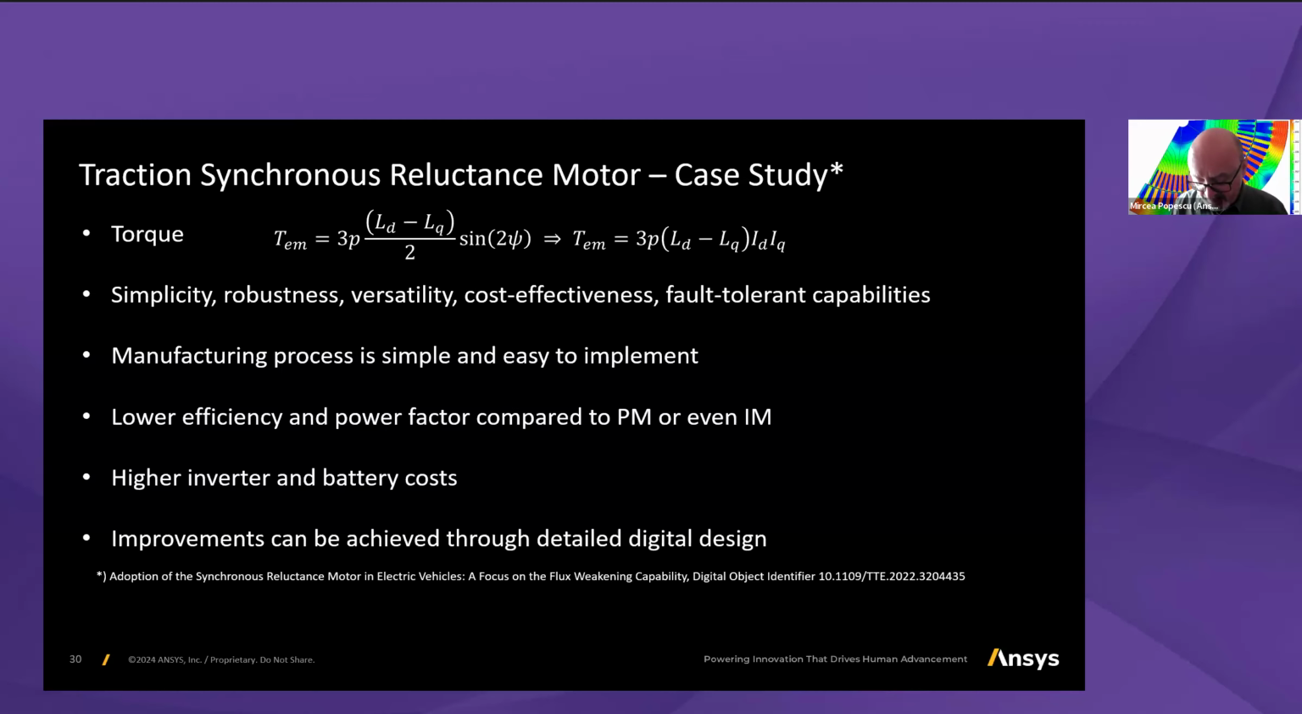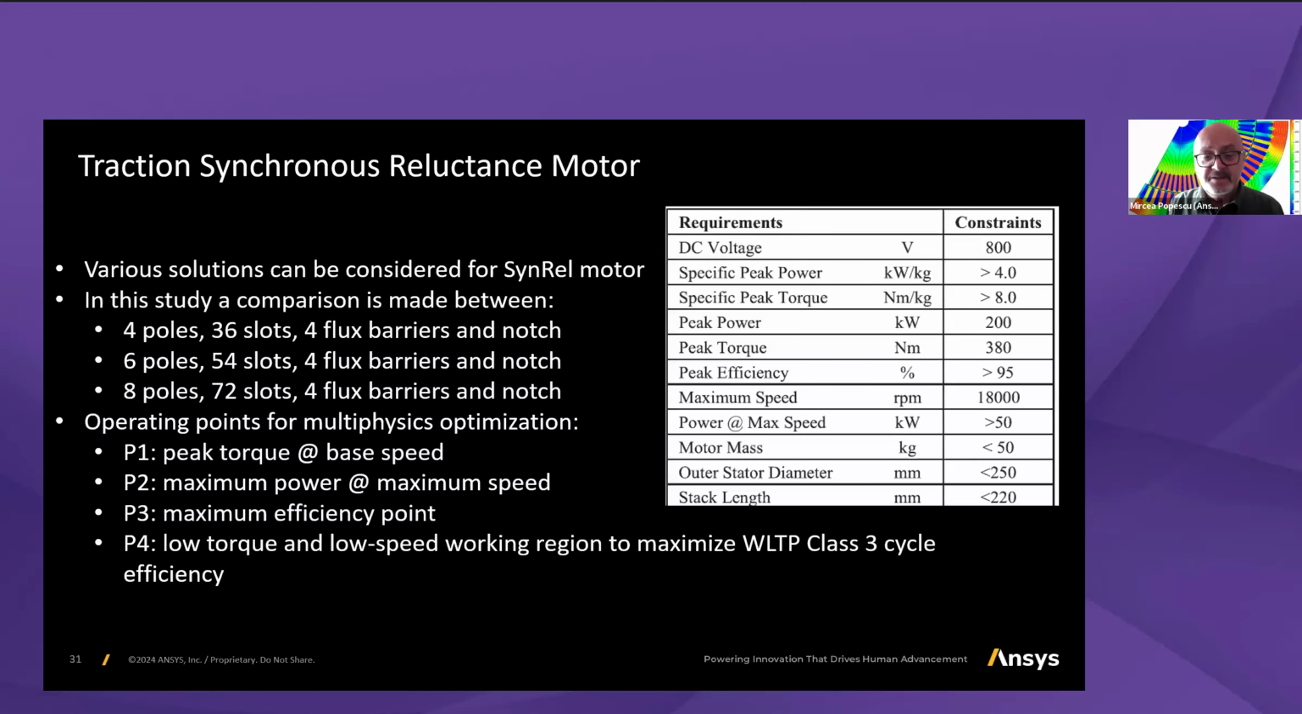However, we can achieve improvements in the design of such machines using digital design technique. So what we did for this case, considering three possible solutions, all with 4 flux barriers. You can see 4-pole 36 slots, 6-pole 54, 8-pole 72. And considering 4 points: one at peak torque, one maximum power, maximum speed, maximum efficiency point, and low torque and low speed for the working region. And here we have some dimensions of the machine and the electromagnetic performance that was required.